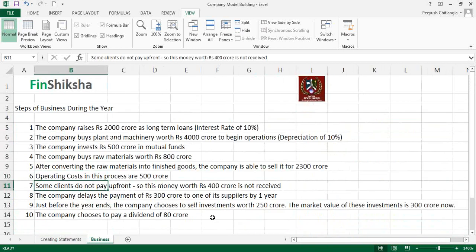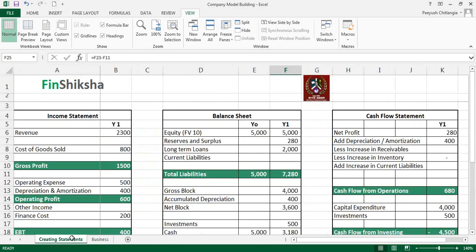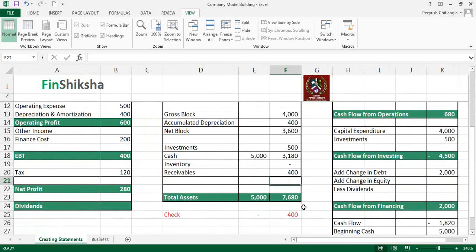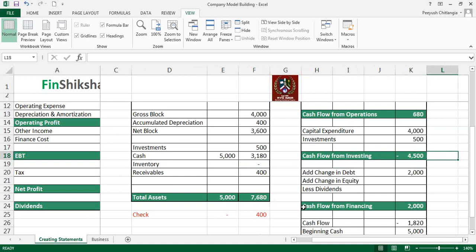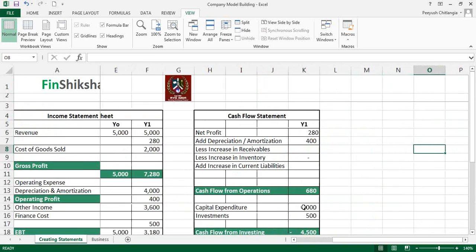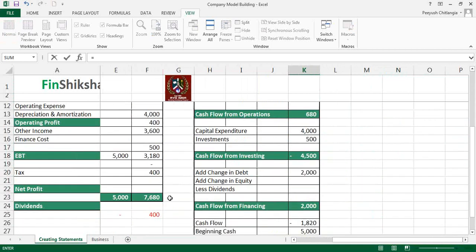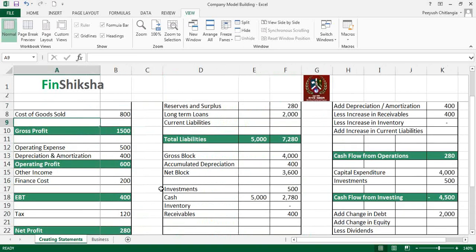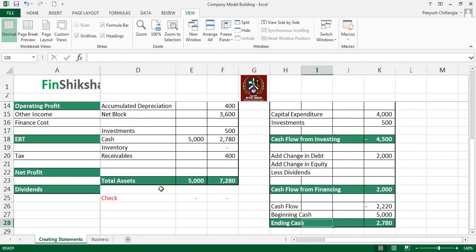Now we realize that some clients have not paid upfront. So the money worth 400 crore is not received. What is this? This is receivables, which means receivables go to 400. You see there is a mismatch in the balance sheet now. So what happens? An increase in receivables means we have not received this cash, which means I need to subtract it from here. So 400 minus the last year number on receivables, and we get that as increase in receivables here, and that gives us a balanced balance sheet once again.